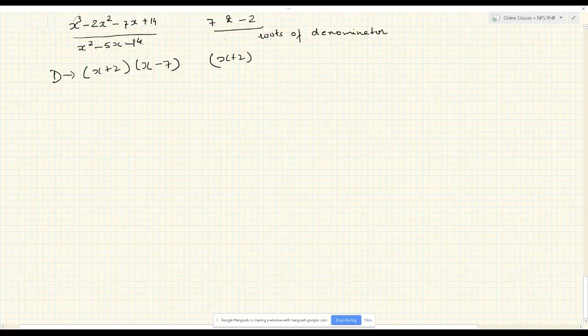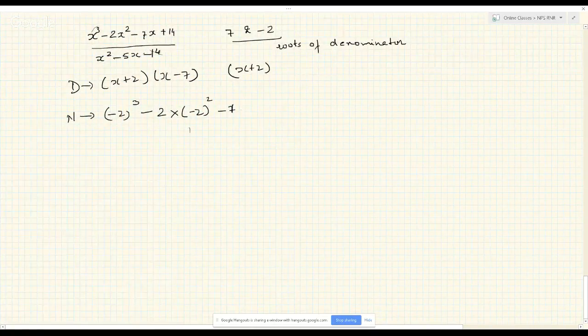Am I right? x plus 2 and x minus 7. So it's minus 7 plus 2, minus 5. Yeah, so this is it. Now, let me check with x equals minus 2 in the numerator. So minus 2 cubed, minus 2 into minus 2 squared, minus 7 into minus 2 plus 14. So this is minus 8 minus 4 into 2, minus 8 plus 14 plus 14. So minus 2 is not a root of this thing.